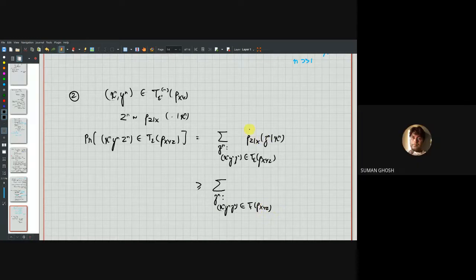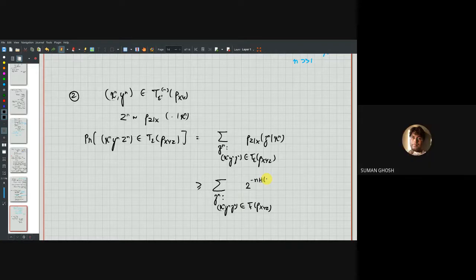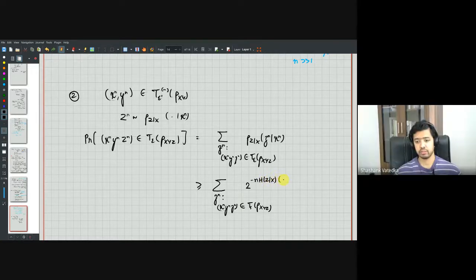So inside the summation it will be 2 to the power minus n times H of Z given X, plus epsilon, times 1 plus epsilon.